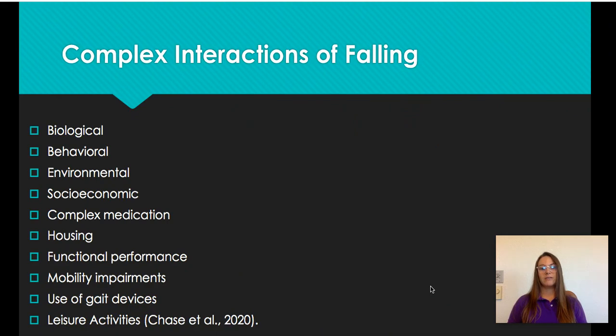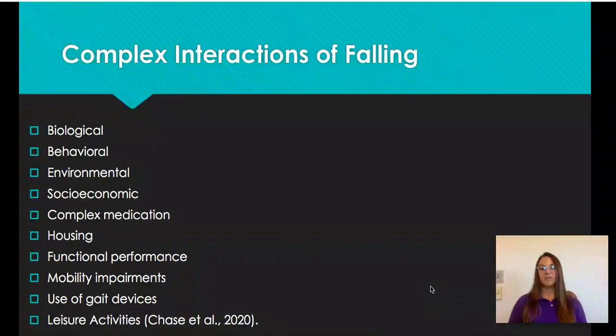So falling includes complex interactions. There are many different things that affect falling. Biological, so your physiological body is declining. Behavioral, along with our body, cognitive function can decline, so dementia and Alzheimer's can affect falling. Environmental, so what's in our environment, like the weather and snow, can affect it. Socioeconomic, so maybe if someone can't afford fall prevention things, they have an increased risk.